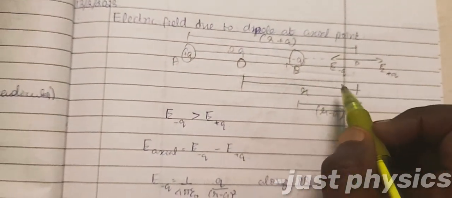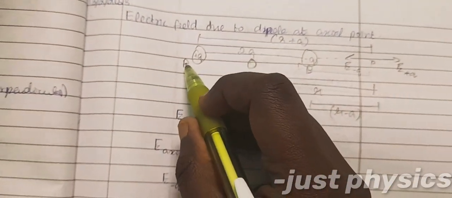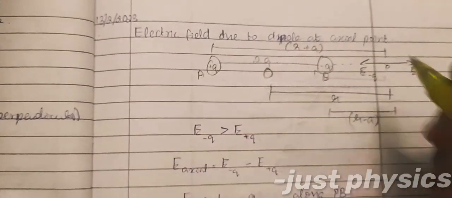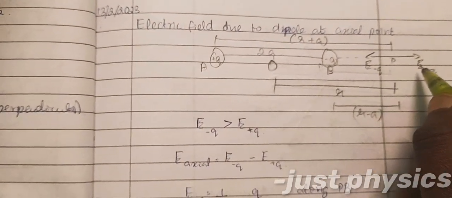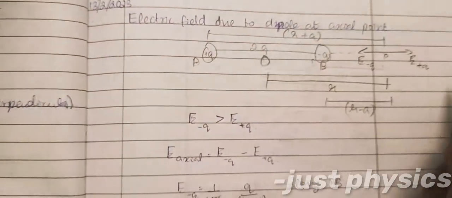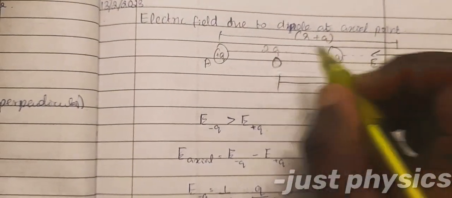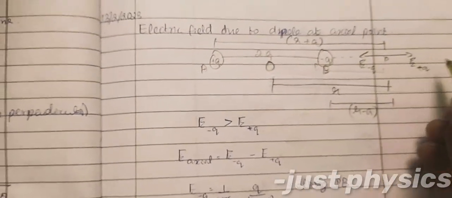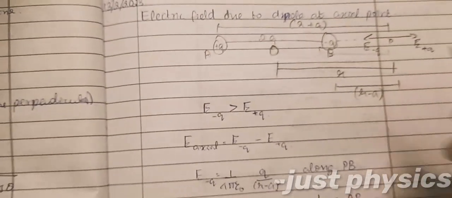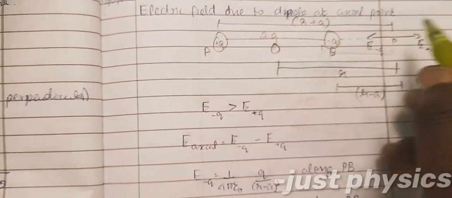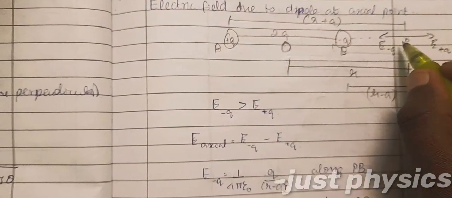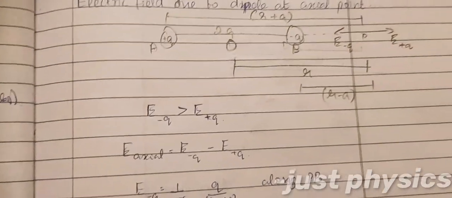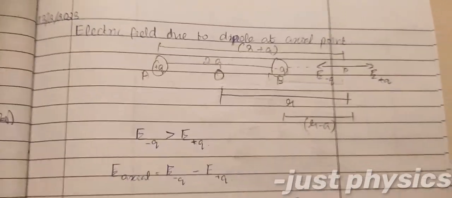The electric field due to this would be, as this is positive, positives repel, so this would go towards the right side. And as this is positive and this is negative, this would attract this charge.